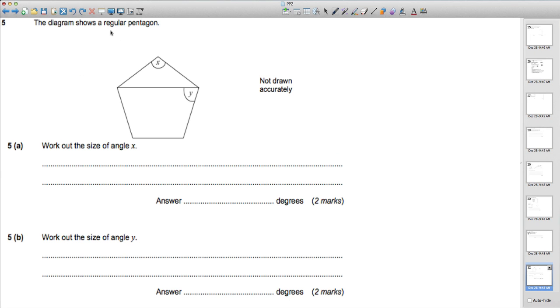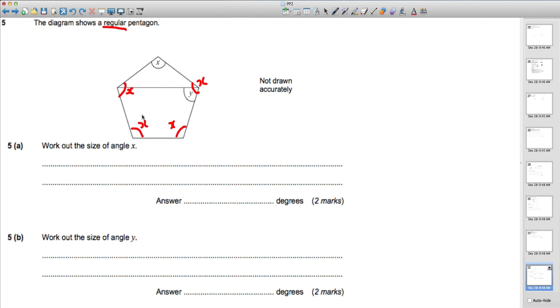Okay, a diagram shows a regular pentagon. That means all the angles are the same. That means that's x, the whole lot's x, that's x, and the whole lot here would be x as well. Work out the size of angle x.